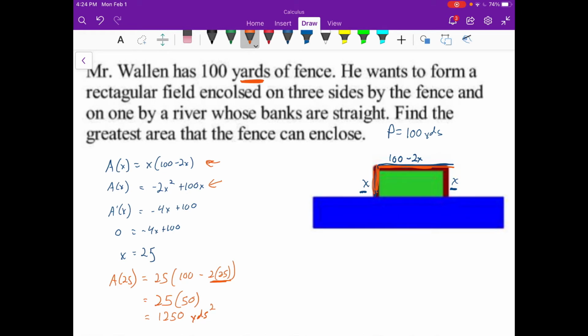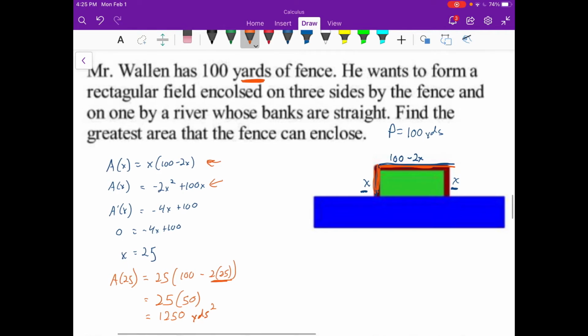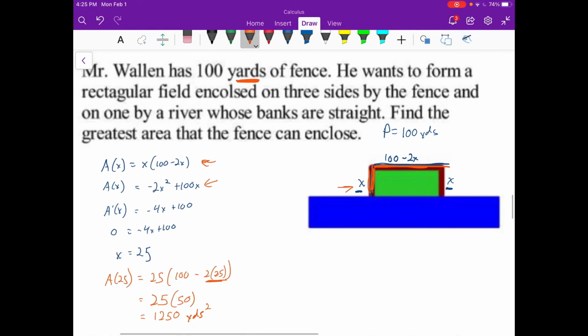So there you have it. We found the function for area, then took the derivative, set it equal to 0 to find the critical numbers, and then plugged that into our area function to find what that maximum area would be. If we wanted the dimensions, which I don't think it asked for, this would be 25 yards by, and when you put 25 back in for x, you get 50. So it's 25 yards by 50 yards.